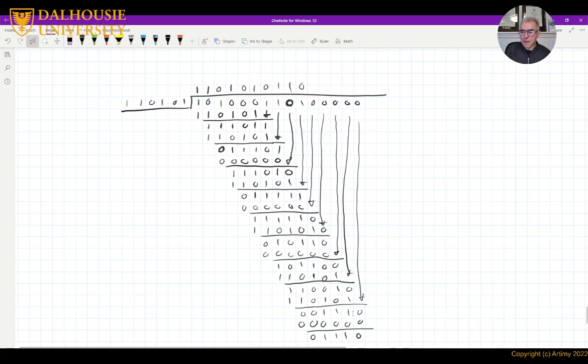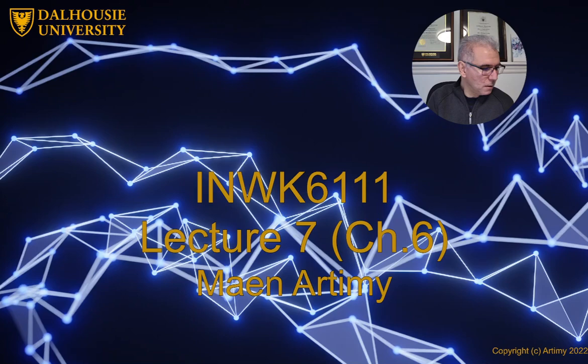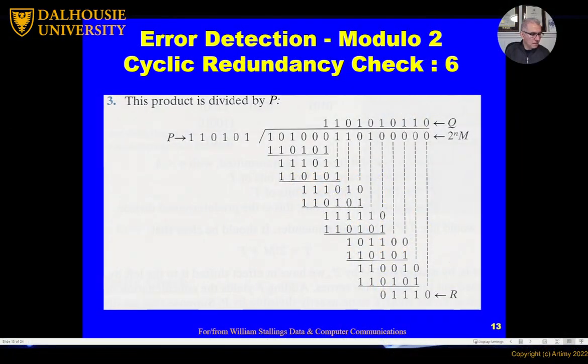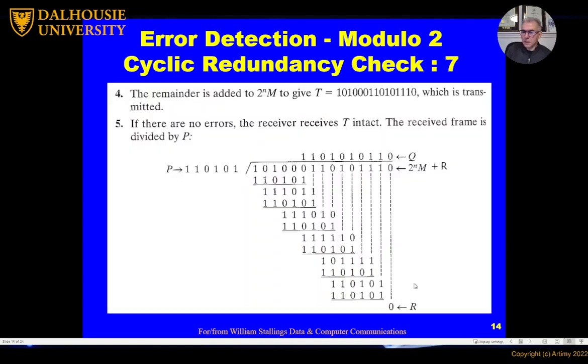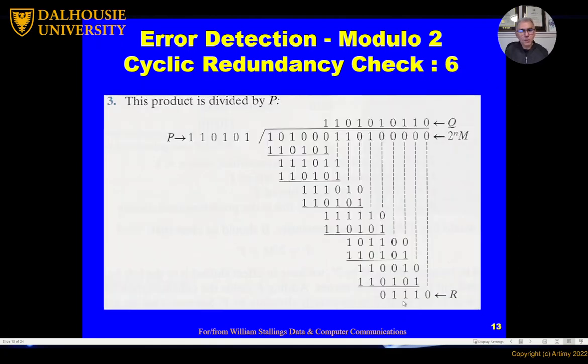So we end up with 5 bits at the end, which represent the remainder. Let's see if this is what, that's the remainder in the slides as well. All right. So I did everything correctly. So what we will send is the original message plus the 0110 at the end.